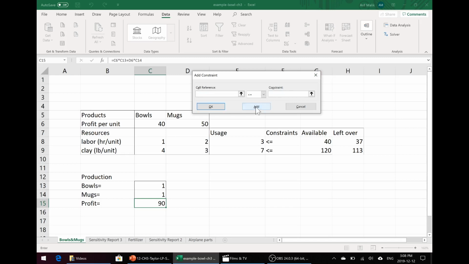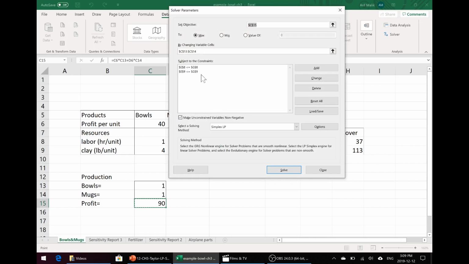So we have added. Now the second constraint we have to add is this one, and again it can be less or equal to, greater or equal to, we can change. In this case it is less or equal to, so we don't have to change. And the right hand side is the G9 cell, and we say okay. So now both the constraints have been added.